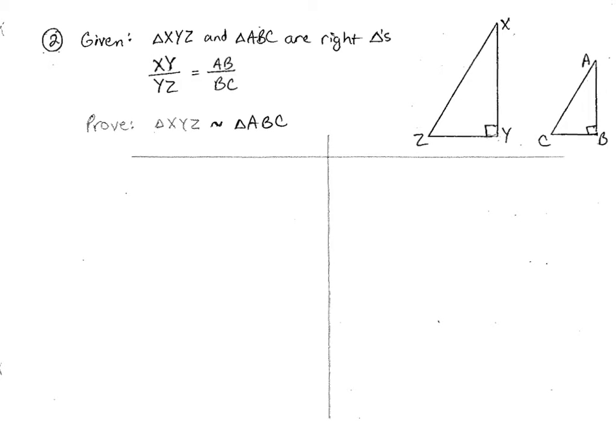Okay, we're going to work through a second example here of proving triangles similar. So take a look at what we're given. We have two triangles. We know they're right triangles. And then we also have this funny looking equation that we're given, or proportion. And we're going to see how we can use that, what that actually tells us.